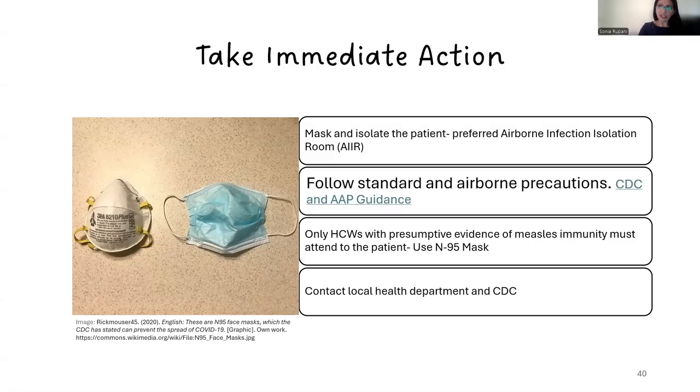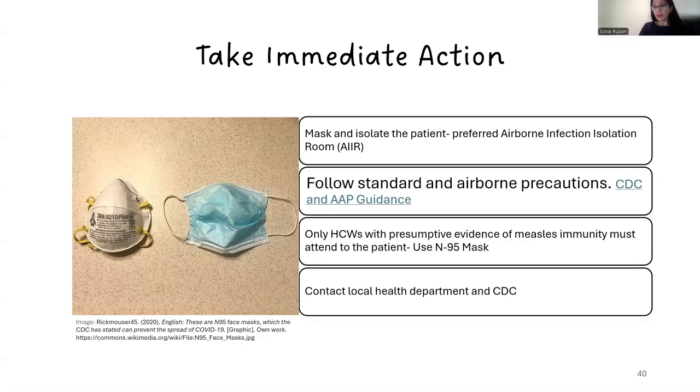We need to provide our patient with a mask. Anybody around or their family members need to also be given a mask, and then we have to isolate the patient and that family in a separate room. Preferred, if there is an airborne infection isolation room available, that would be great. If not, then a separate room, and patients should be asked to keep the mask on. Providers and all those attending to the patient must be wearing an N95 and should have immunity. Only those people should be working closely with the patient.